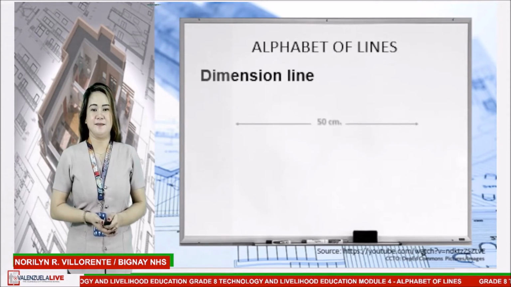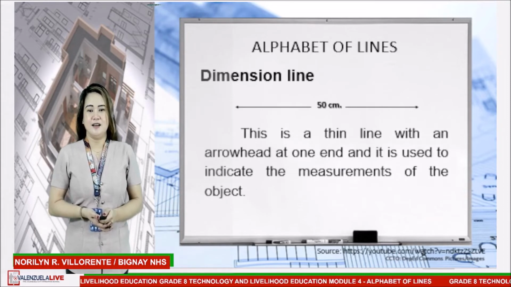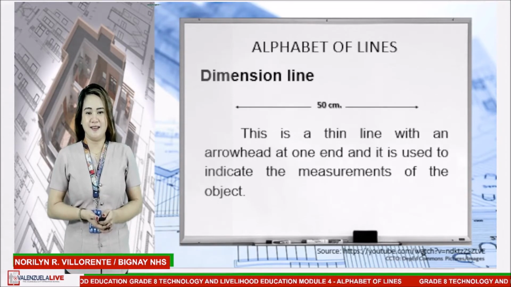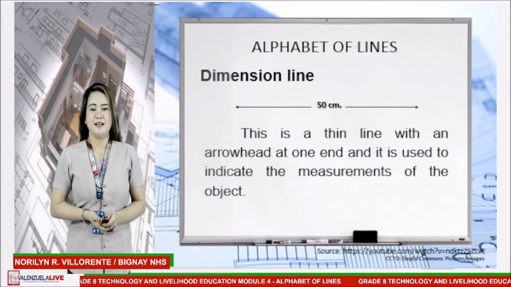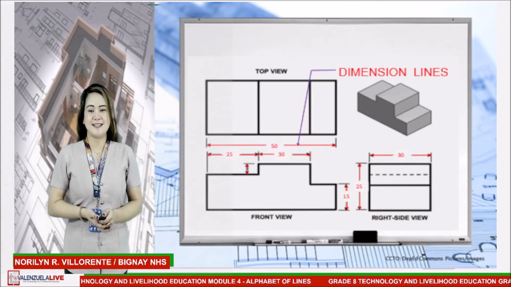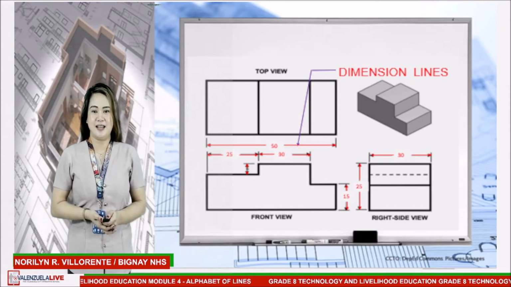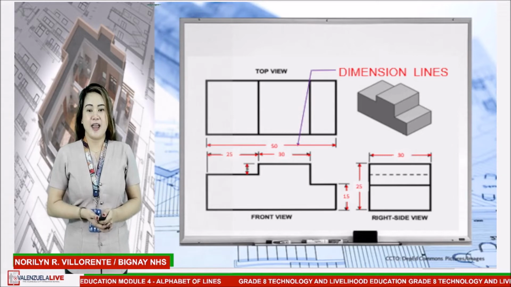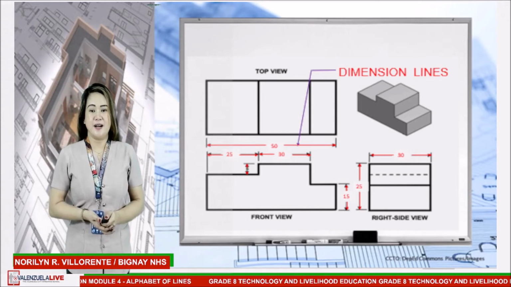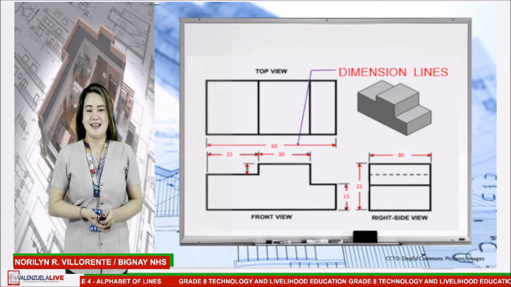Dimension line. It is a thin line with an arrowhead at one end, and it is used to indicate the measurements of the object. Dimension line have space at the middle where the size dimension is located. Arrowhead shows where the line of measurement begins and ends.